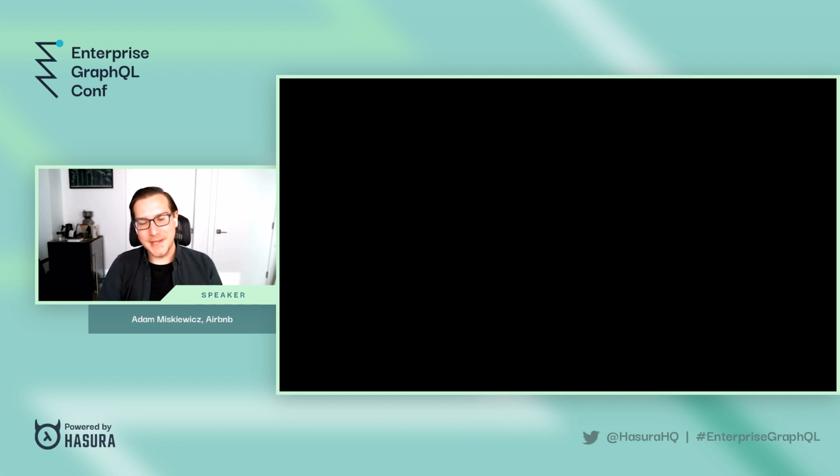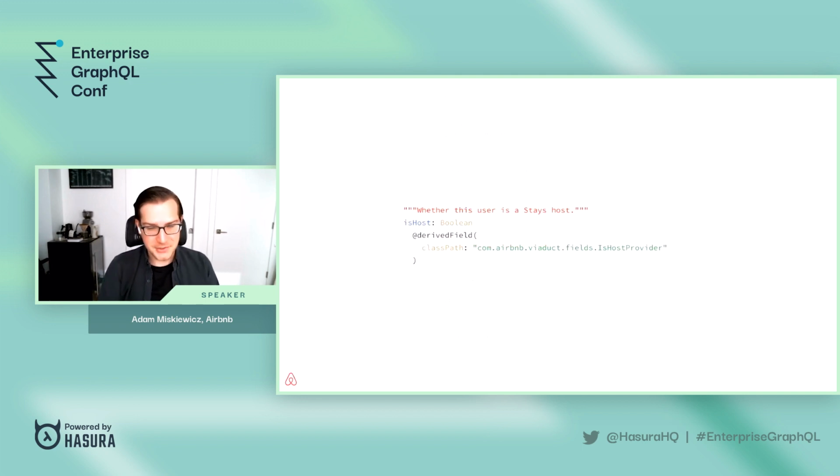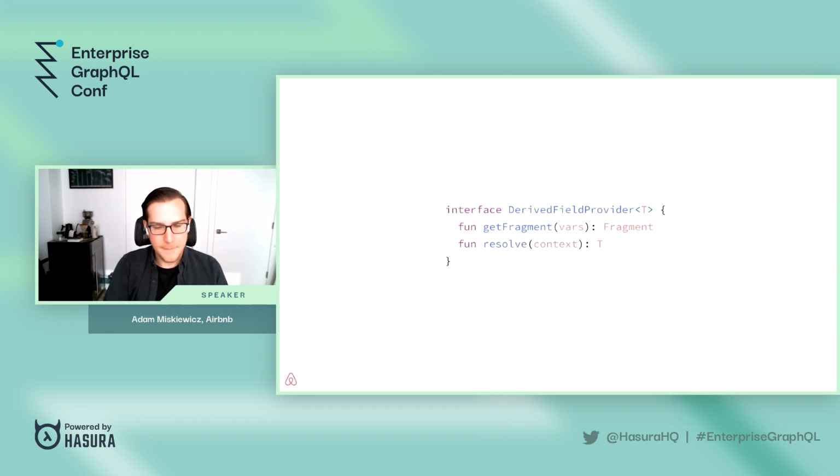So one thing you'll notice is that we haven't written any code yet. What happens when we want to do something that isn't just load this thing from this service? What happens if we want to write some business logic? Let's go back to our schema and spotlight another field, isHost. Notice how this field has a new directive, derive field, and specifies a class path. This path is pointing to what we call a derived field provider class. Derived field providers give us an opinionated way to derive data from the graph on the fly.